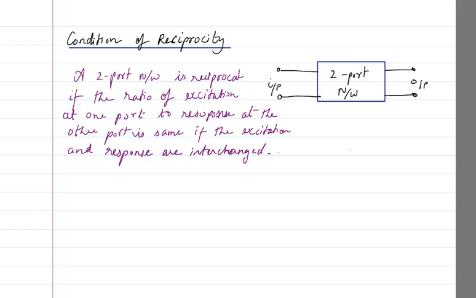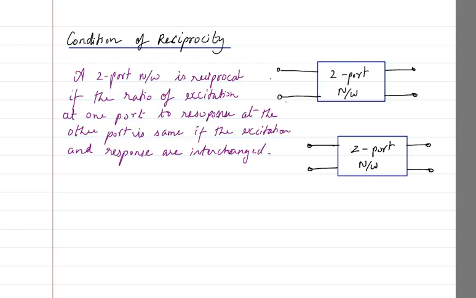Okay, that means, suppose you have a two-port network as shown here. I will draw one more, the same two-port network, with the input side and the output side. What this statement is saying is, suppose you are exciting one port of this network. What is the excitation? The excitation here is this voltage you are giving.